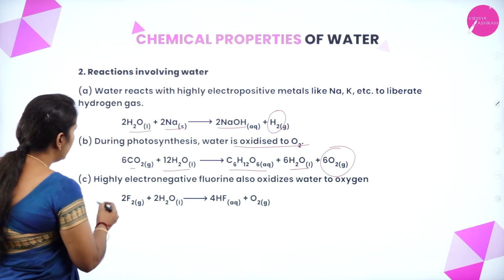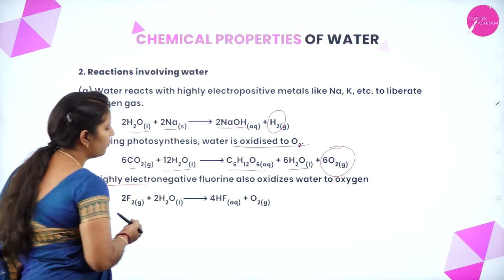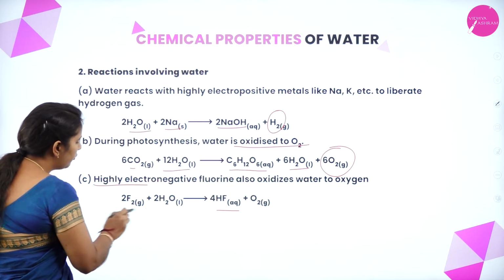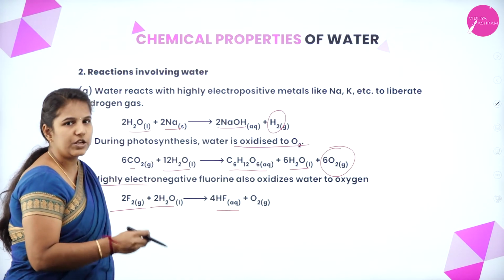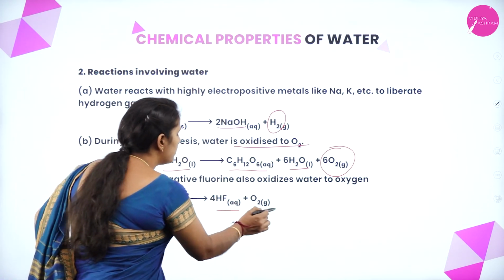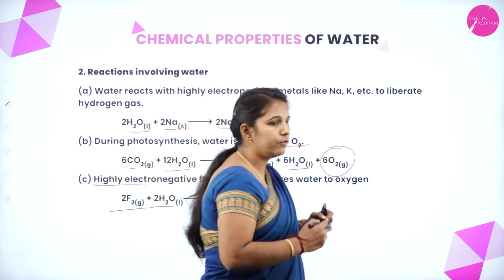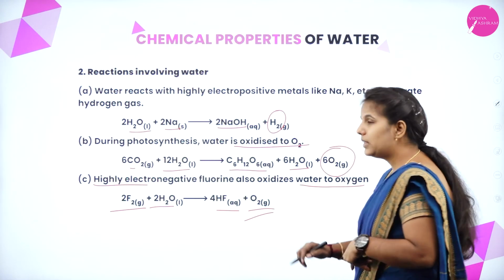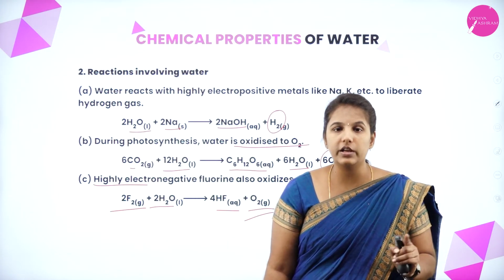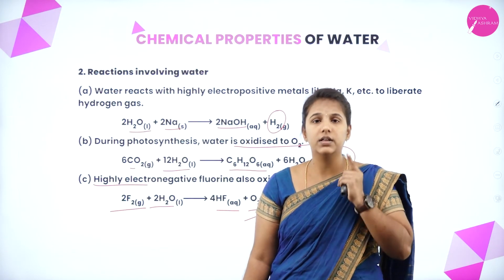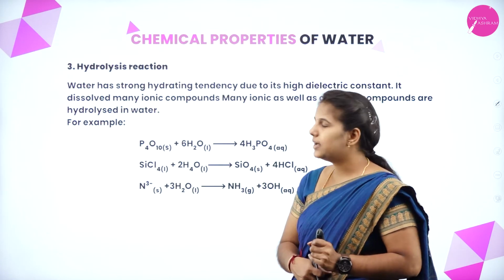Okay. Next, a highly electronegative element can also react with water and result in the formation of HF. Here you can see that fluorine is a highly electronegative element. When it reacts with the water molecule, it forms what? HF, that is hydrogen fluoride, will be formed along with oxygen. This indicates that the highly electronegative element fluorine gets oxidized by water to form hydrogen fluoride. So this is how the water molecule can be involved in many other reactions and give us different products.